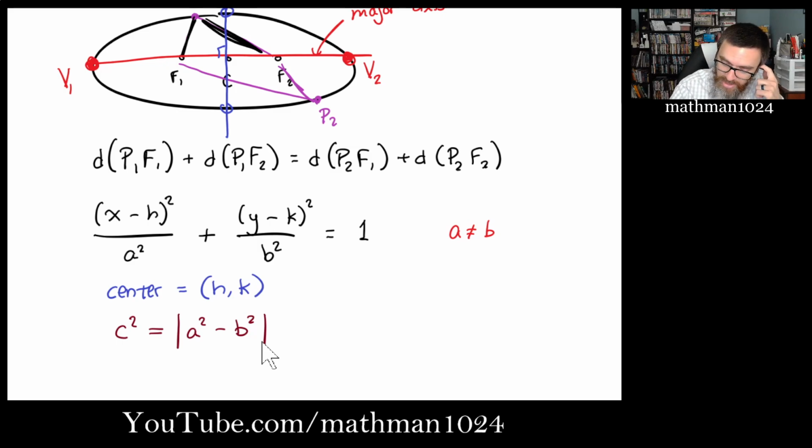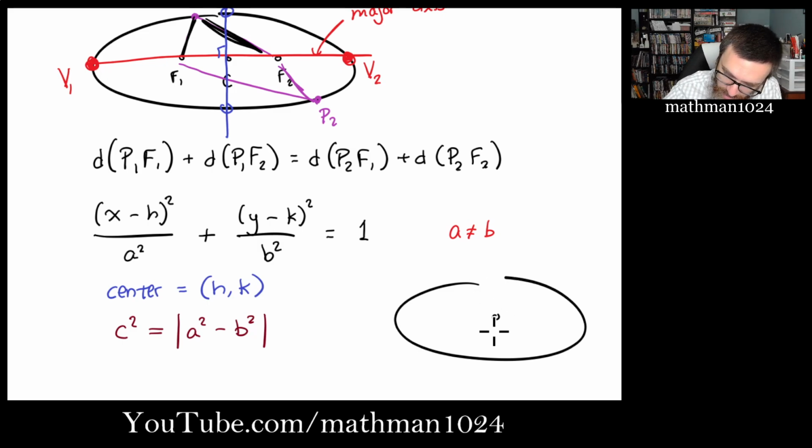So it's going to be the absolute value of that difference. Now, why am I saying it in absolute values? Well, because I don't want to have to worry about a second equation and saying, oh, well, if b is bigger or if a is bigger, just find the difference between those and look at it as an absolute value. And that's going to inform you about c, because c then tells you where your foci are.